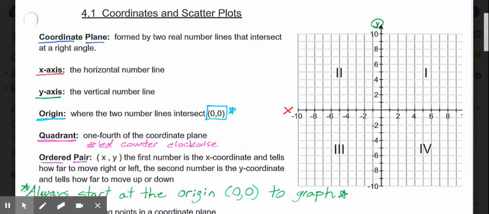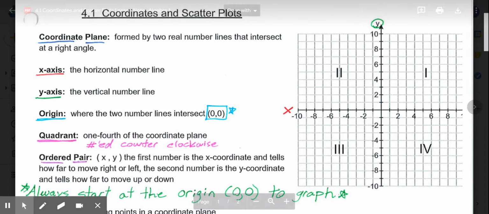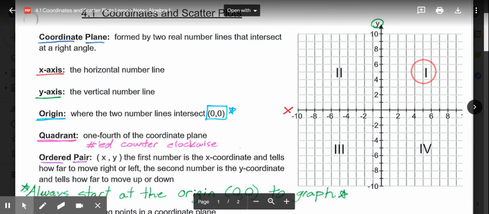And then we have quadrants. And a quadrant is 1/4 of the coordinate plane. So each of these four sections, 1, 2, 3, and 4, are the quadrants. Our quadrants are numbered counterclockwise. So number 1's in the upper right, 2 in the upper left, 3 in the bottom left, 4 in the bottom right.